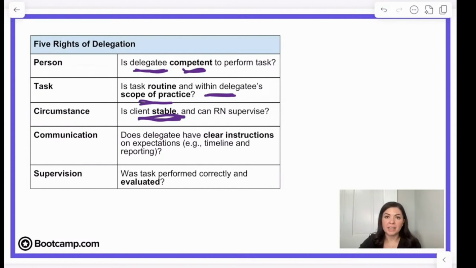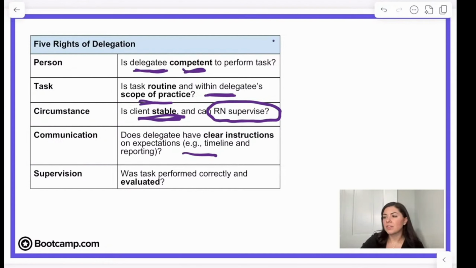Now, one thing I want to remind everybody about is we typically use delegation the most when we're very busy. However, that RN is still responsible for supervising. So the RN can't delegate a task and then leave the unit. That's not safe. The RN needs to be readily available to assist and to follow up on that task. And we also need to make sure that the delegatee has very clear instructions on when to perform the task, how to perform the task, and any information that they need to report back to you. And then lastly, as the registered nurse, we should always be going back after a task is performed to make sure the patient tolerated it well and that everything went as planned.